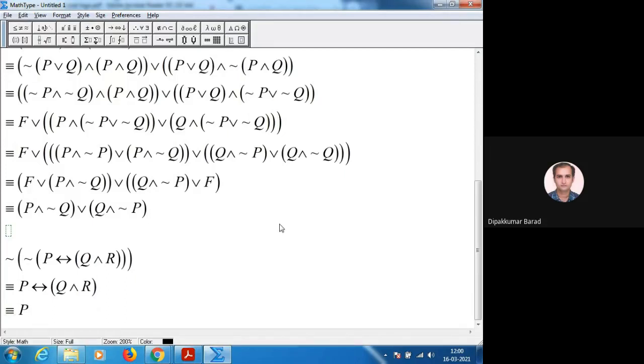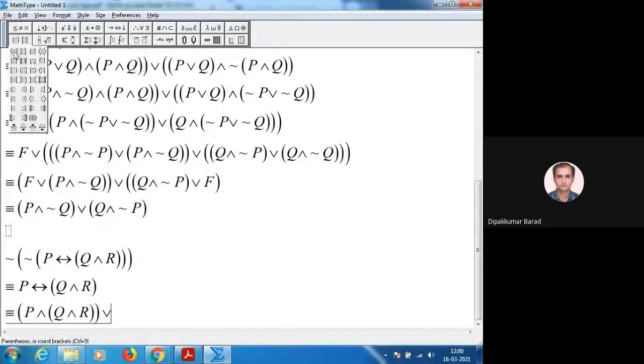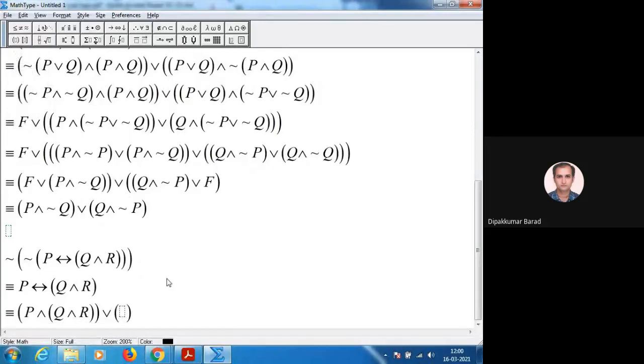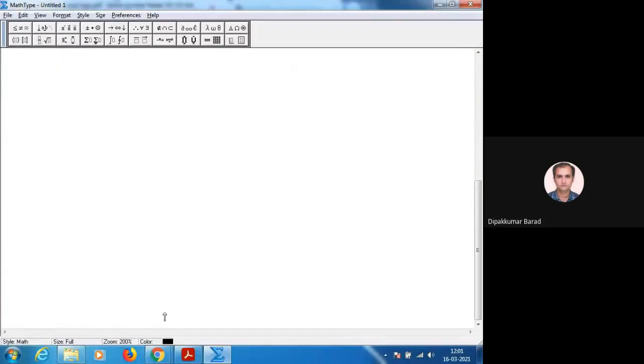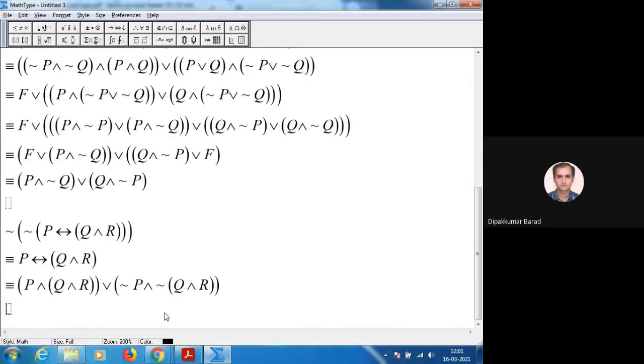Okay, so what I have to write here, bracket P and Q, it means this Q and R. Or not P. And the logical equivalent of not P and not Q, we have not P and not Q. So not P and not Q, it means Q and R. By De Morgan's law.